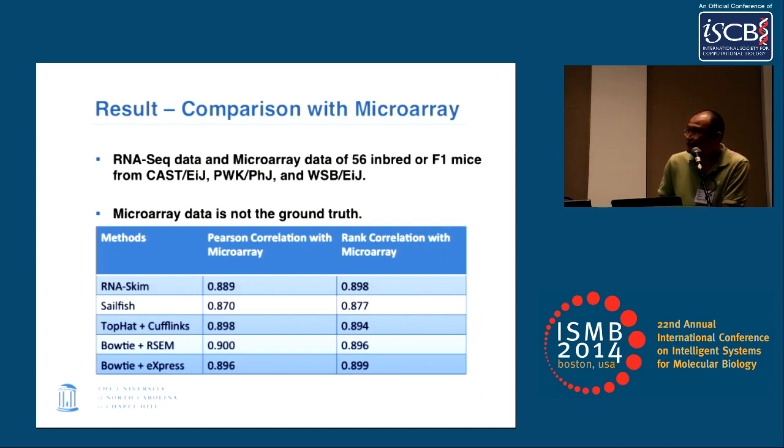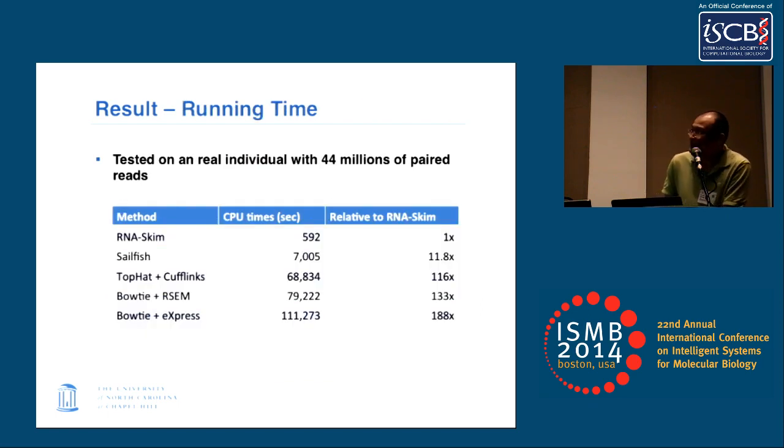Okay, so why do I spend so much time telling you that RNA-Skim does not do anything better than the other 4 methods? Here's the reason. Because RNA-Skim is faster. We tested on a sample with 44 million paired reads. Here is the required CPU time, and RNA-Skim requires 10 times less CPU resources than Sailfish, and more than 100 times less CPU resources than the alignment-dependent methods.